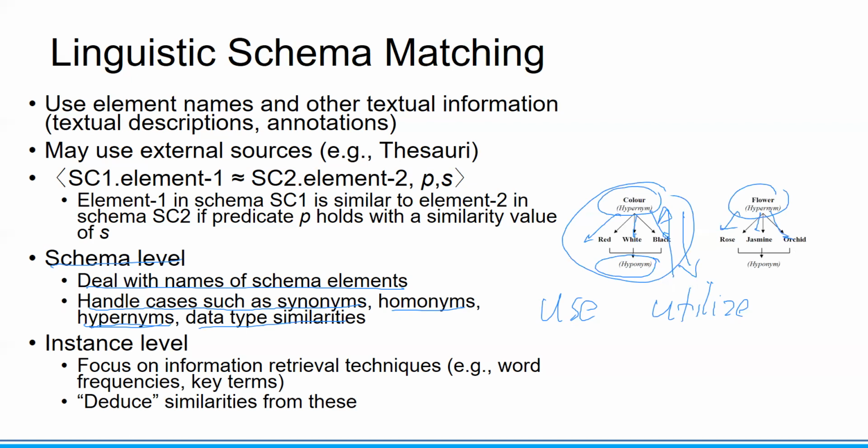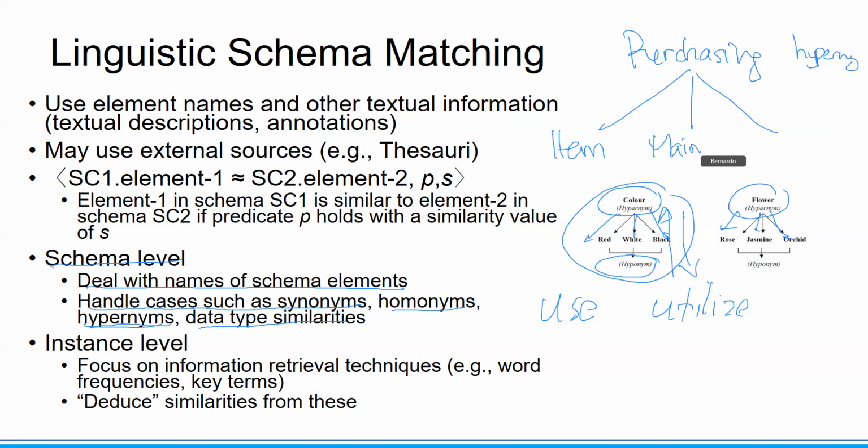Let's say, I don't know, purchasing. If you have the purchasing data, and it is the hypernym, then the purchasing can be split into the purchasing of item, or the purchasing for the maintenance, if it is in the industry, or the purchasing for any stationery.